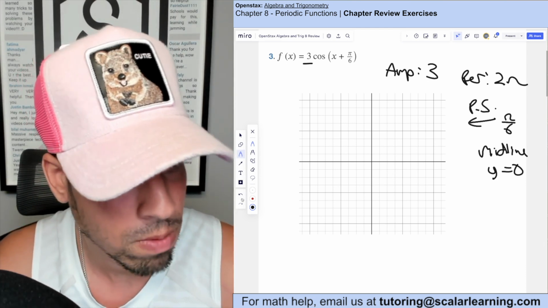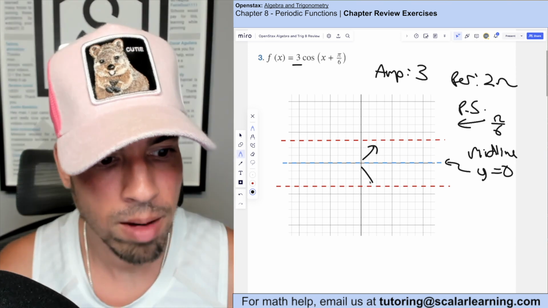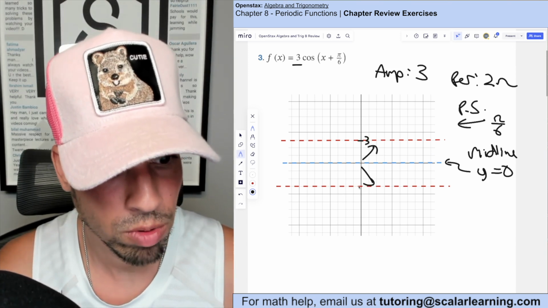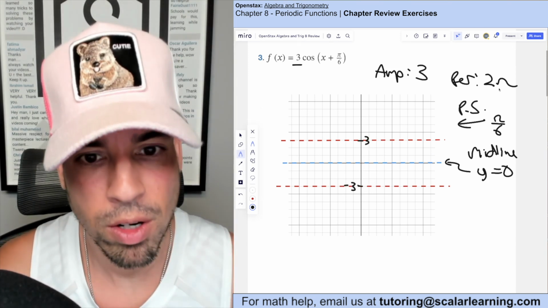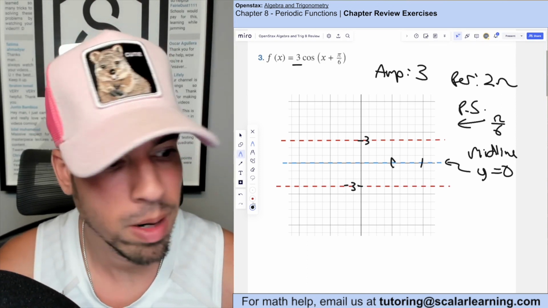So let's draw these out now. So I got the midline right here in blue, and then going up and down to the amplitude of 3, right? So I'll mark this as 3, and this is negative 3. And then we got a period of 2 pi. So I'm going to do something interesting here. Like normally I'd just be like pi, 2 pi, whatever.